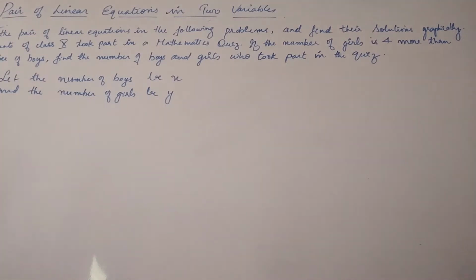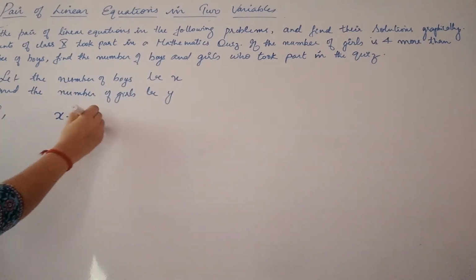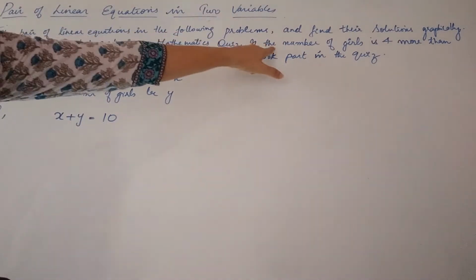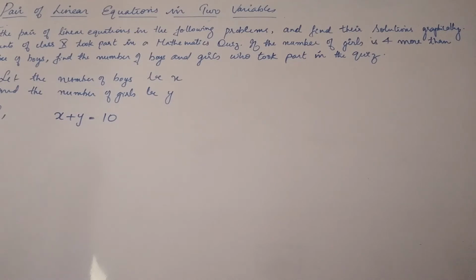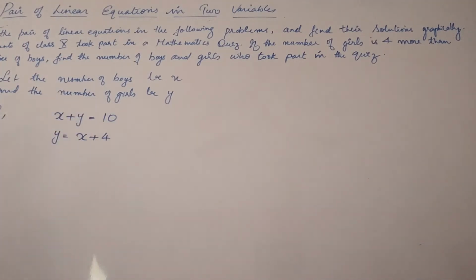Now according to the question, in total there were 10 students. In total there were 10 students means you have x boys and y girls. That means x plus y will be 10. That is the total number of students. And the second part is giving you another clue for the equation: the number of girls, which you have taken as y, is 4 more than the number of boys. 4 more than the number of boys, taken as x, is x plus 4. Then you have to find out x and y, the number of boys and number of girls. Now using this, we will find the solution.